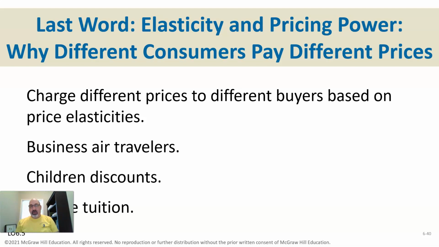Now, some of the things about this, you have to make sure that you can prevent these people from reselling. In air travel, nowadays you have to match up the name on the ticket to the name on your ID. I've heard of this with college students too. You can use your student ID to get college student discounts. You can use senior IDs to get senior discounts.